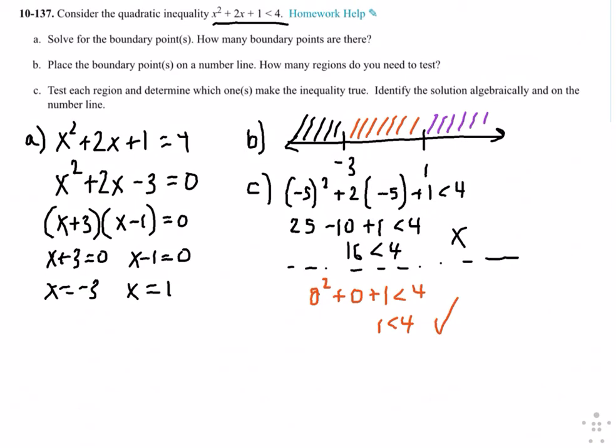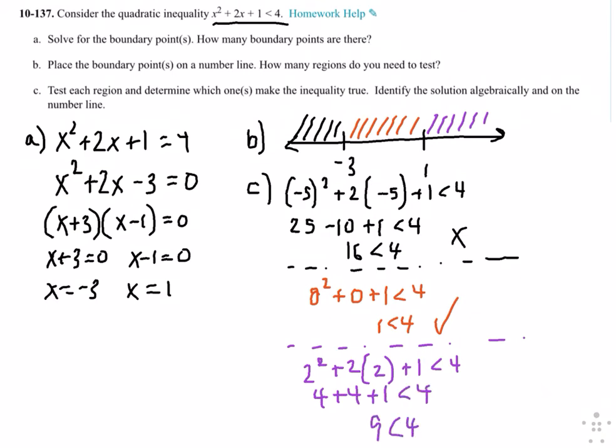And now let's try the last region. Let's see, I used this color. So what's up there? Maybe 2. We'll put in a 2. So I have 2 squared plus 2 times 2 plus 1 is less than 4. 4 plus 4 plus 1 is 9, so 9 is less than 4. No, it is not. So the only region that works is the red region.